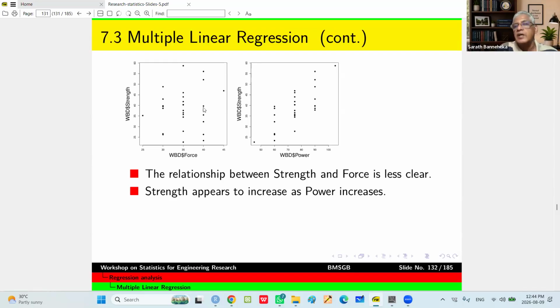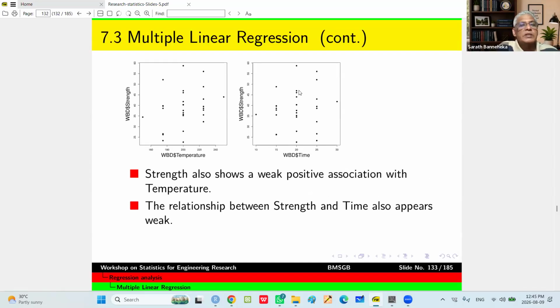But what is important is if there seems to be a relationship, then it's important to observe what kind of relationship appears to be there. For example, if you look at the relationship between strength and power, you can see that there is an increasing relationship. When the power increases, the strength tends to increase. So, at the first step, we might think that the relationship is a straight line relationship.